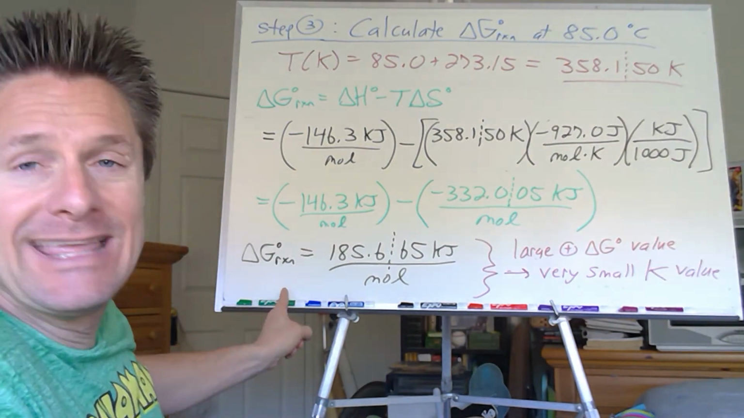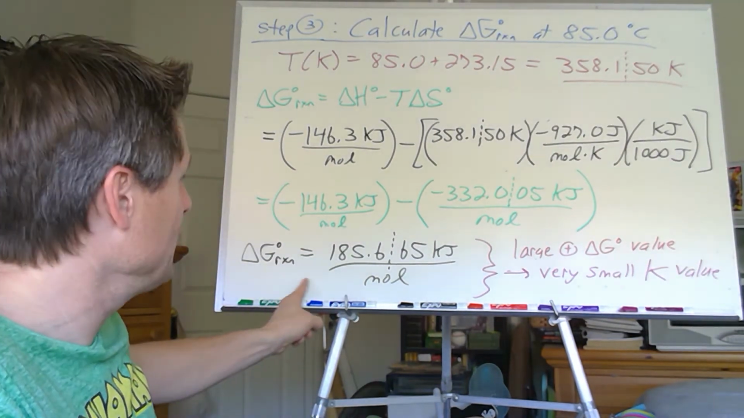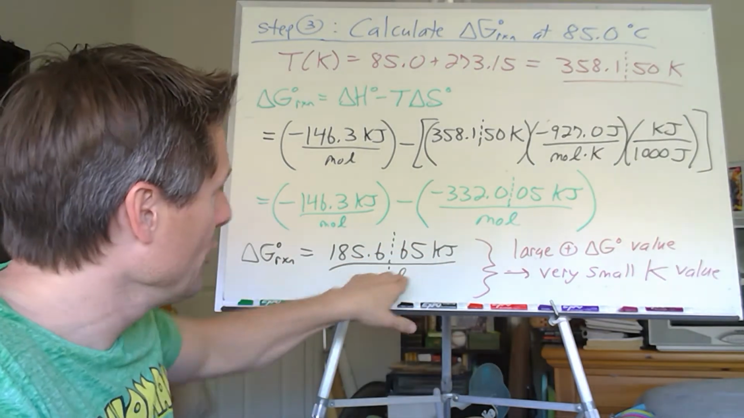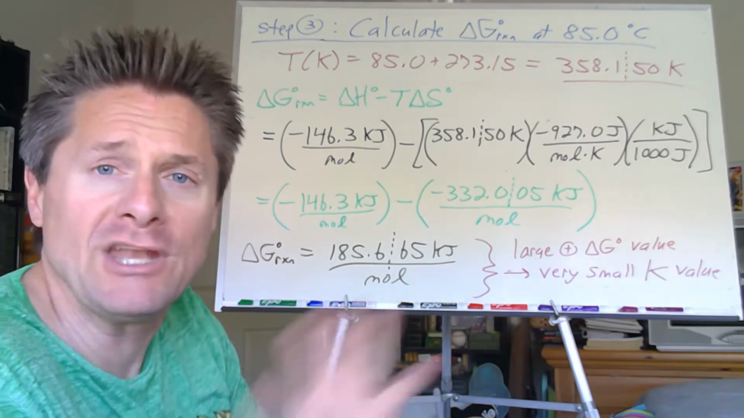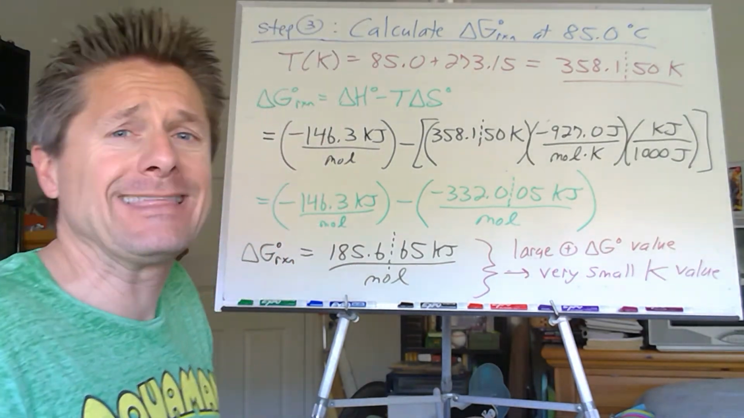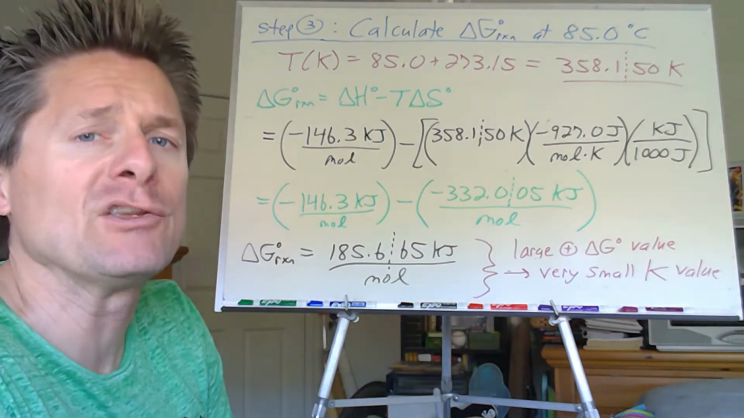So I get a Gibbs energy change of standard conditions of 185.665 kilojoules per mole, good to one decimal place. No need to round it, because in this problem I asked for the equilibrium constant. So don't round anything until you get to the equilibrium constant. Total waste of your time.